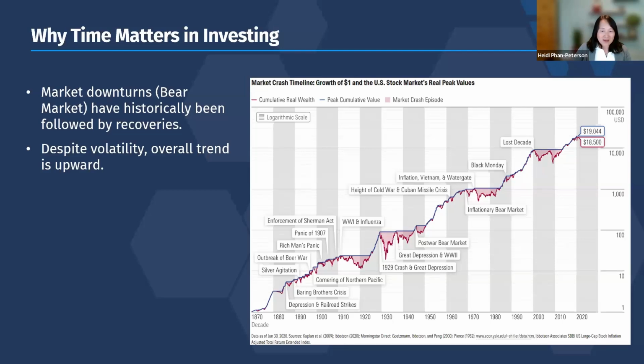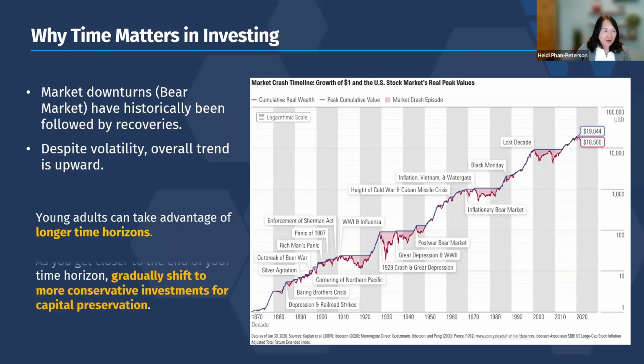It's just to convey to young adults in our audience today that with decades to save and invest, you can really take advantage of a longer time horizon. And then as you get closer to the end of your time horizon, gradually you would want to shift to more conservative investments. Your interest would then probably shift more to capital preservation than growth. So it's not static, and that is something to bear in mind. Things change. Your goals change over time.